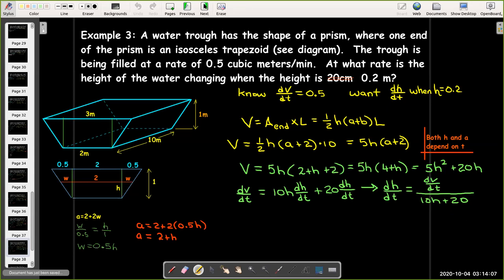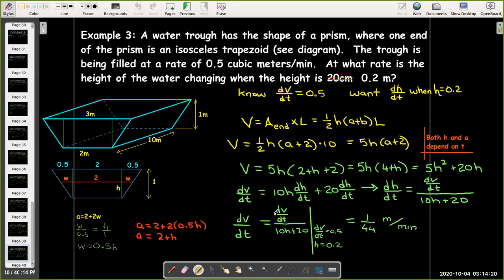So last thing to do is the evaluation. I replace dV dt with 0.5. I replace h with 0.2. And after a bit of arithmetic, I can write that as a fraction, 1 over 44 meters per minute.